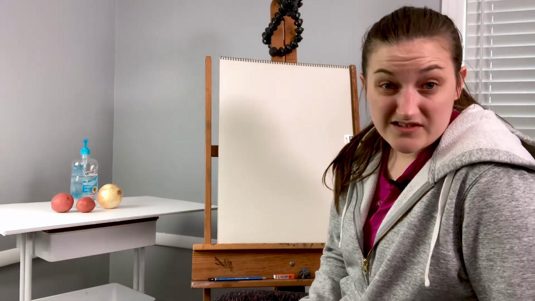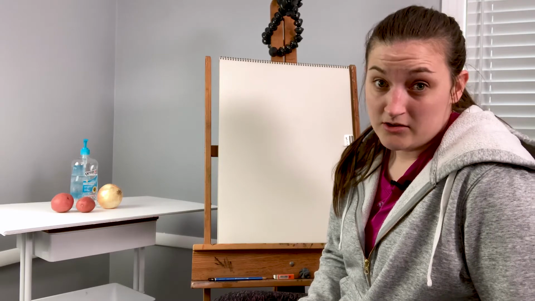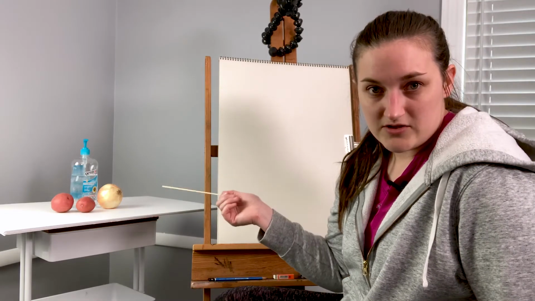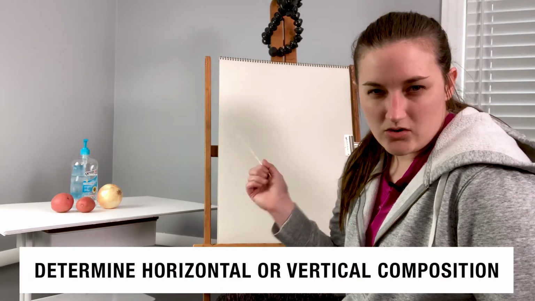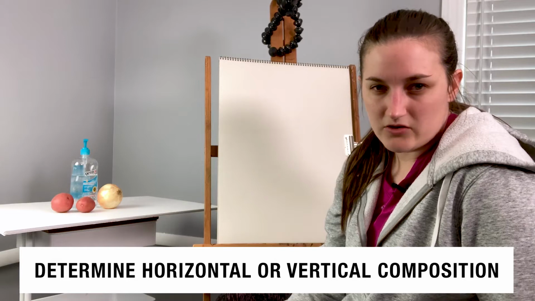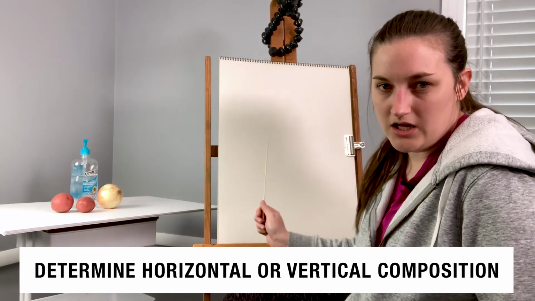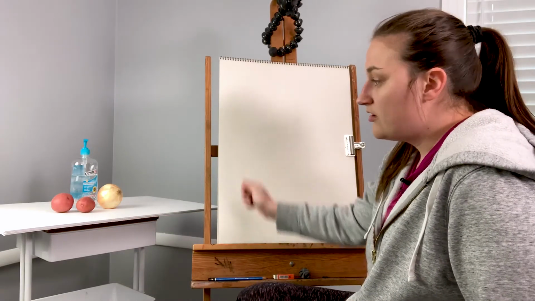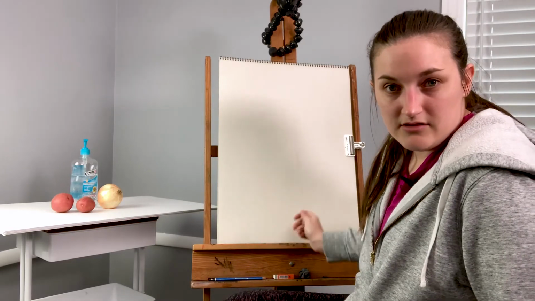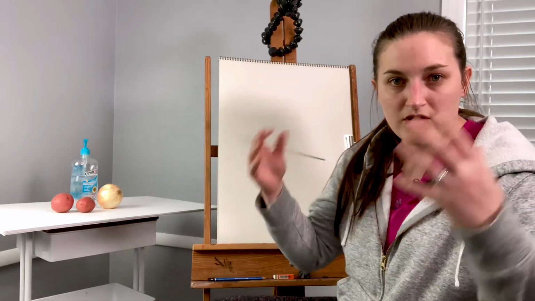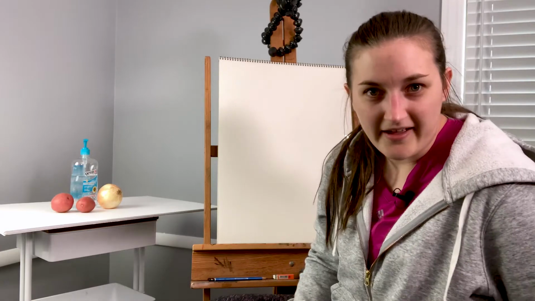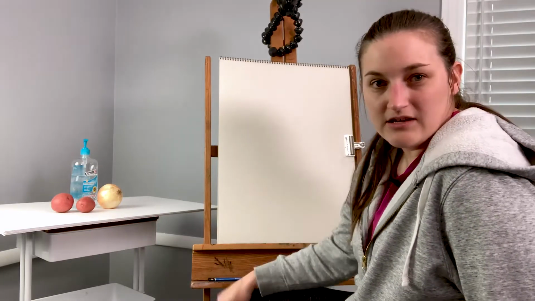All right, before we even start, before step number 1, we're going to look at our still life that we just made, and we're going to determine, is that a horizontal composition or is it a vertical composition? Composition meaning the drawing area that your drawing is going to take up. The thing that you're making that's going to be interesting to look at. Is it horizontal or is it vertical?